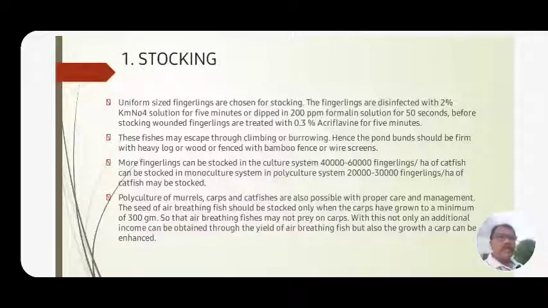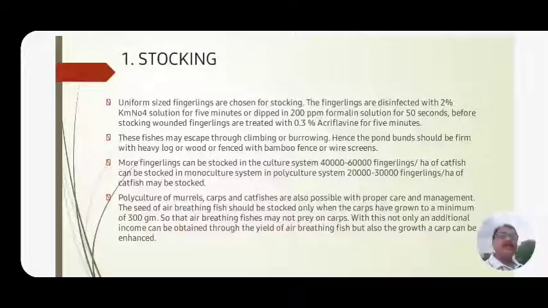Some fishes climb on these fences. To avoid this condition, the stocking ponds where fry and fingerlings are stocked are to be fenced. Fencing is to be done with the help of heavy wooden logs, or with a bamboo fence, or with wire fencing or screen fencing. It is essential. Only then should the fingerlings be stocked.